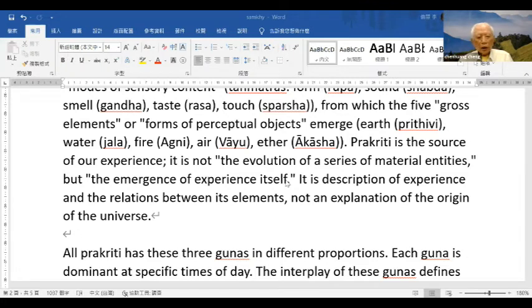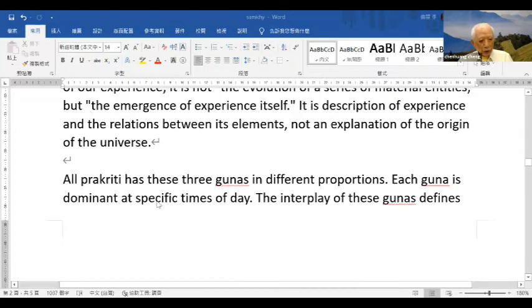And our experience is something to do with our mind, not with our body, but it has something to do with our mind or consciousness. It is a discussion of experience under the relations between its elements. So we can have the experience, not an explanation of the origin of the universe.